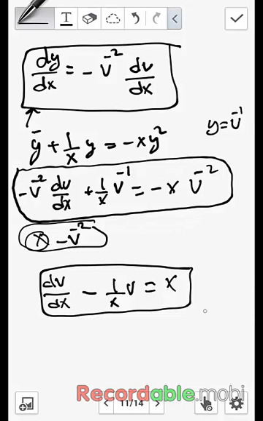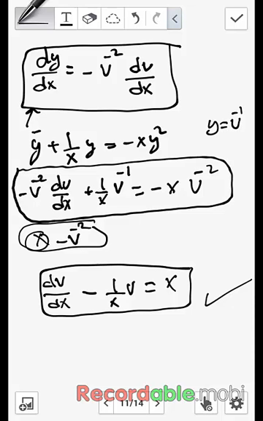Okay, we reach this equation. We got dv/dx minus 1 over x v equal to x. This is an ordinary differential equation. Why do we call this ordinary? Because we have only one independent variable, which is x, and v is a dependent variable of x.